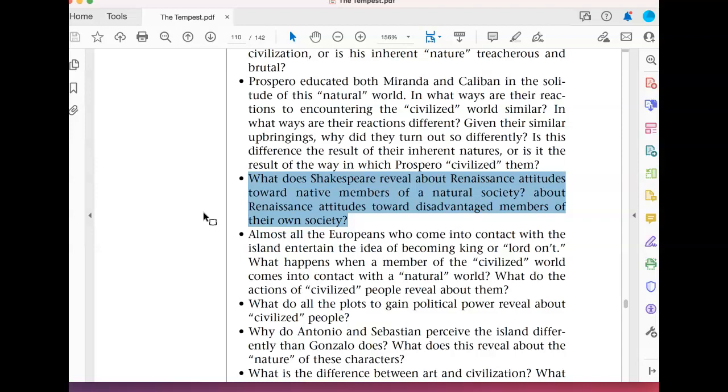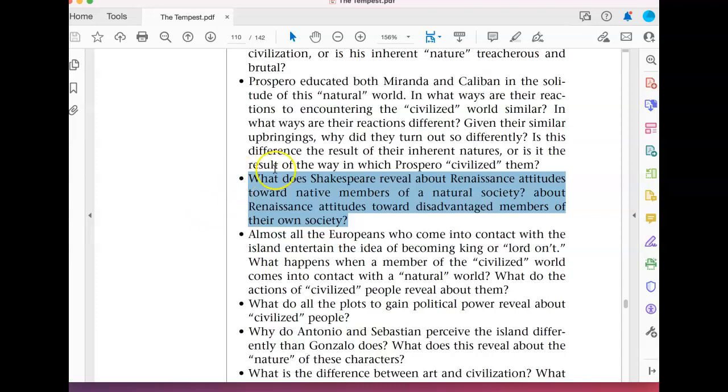What does he reveal about Renaissance attitudes towards native members of a natural society, that is, towards indigenous people? And you can see that. You can see Stefano and Trinculo are thinking of, God, if they could just put Prospero in a cage and show him back home, they could make lots of money. So they exploit, and people did that with Indians, or I should say native peoples. They would take them back home to England or France or Italy and put them on show. Not in cages, but certainly they were great curiosities. So this is kind of fascinating too.